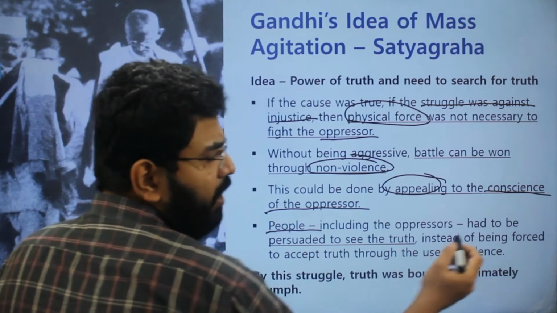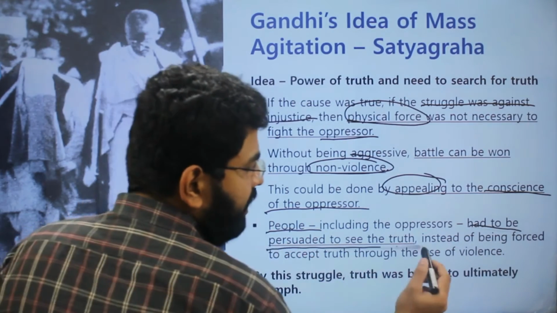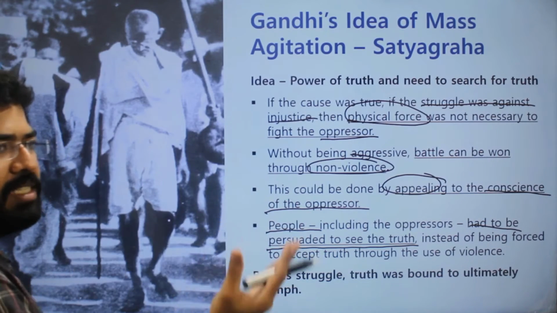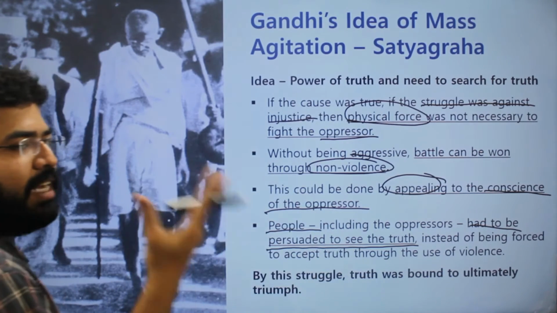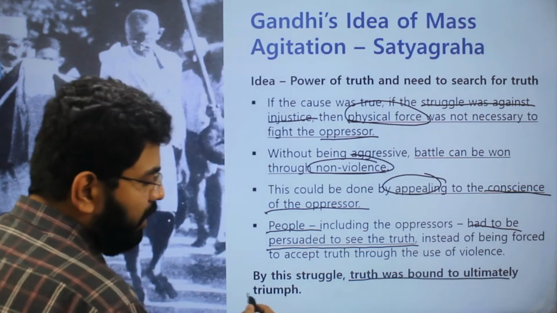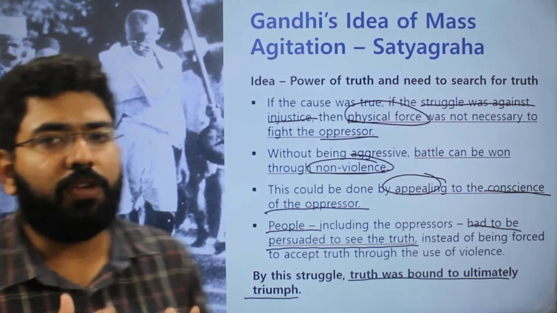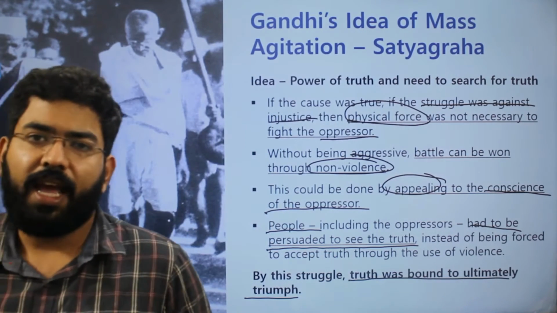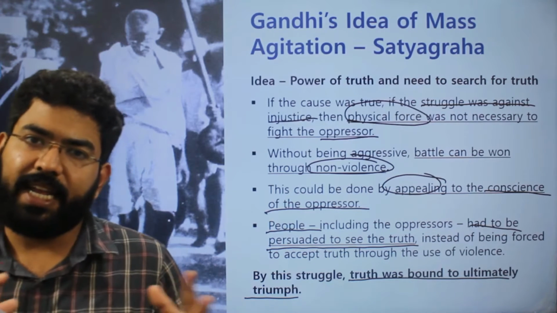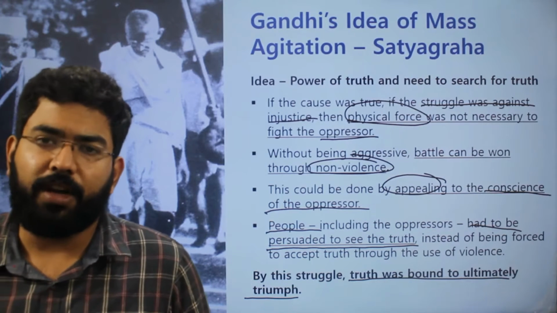People just had to be persuaded to see the truth. This was his thinking, that if you show them the dark side of themselves, then they will listen to you, and the truth was bound to ultimately triumph. So this was the ideology of Gandhi, and these were the aspects that he had laid out bare for everyone to know.